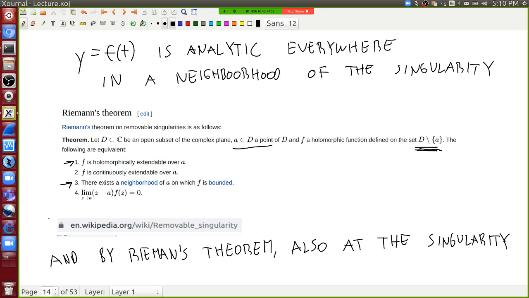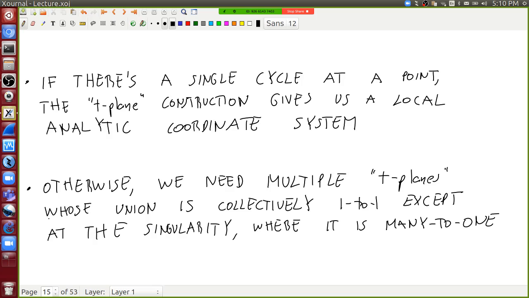So that means that each individual cycle can be fairly easily converted into an analytic one. It's analytic on the individual cycles. If there is a single cycle at the point, then we just got a local analytic coordinate system, and we're kind of done. Otherwise, we need multiple t-planes. So this is the singular case.